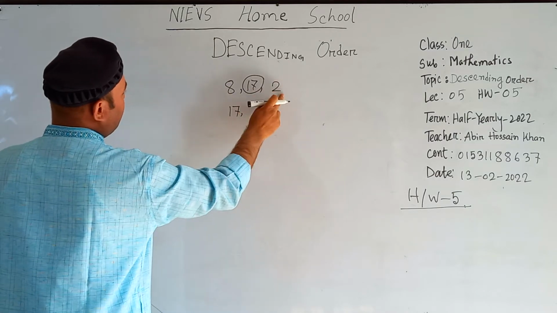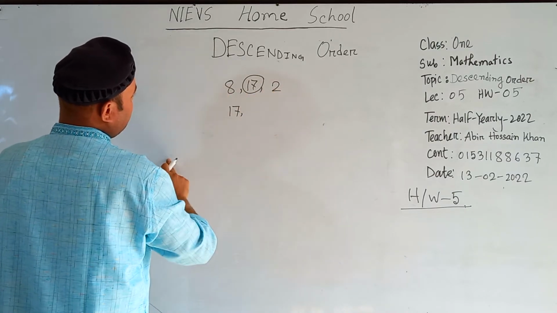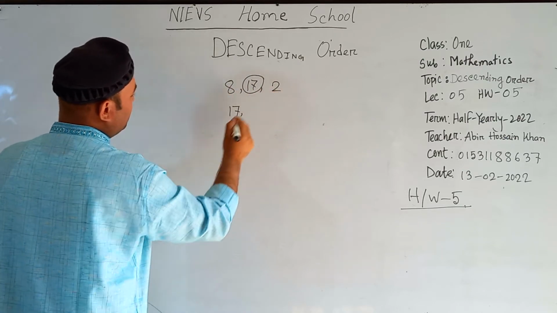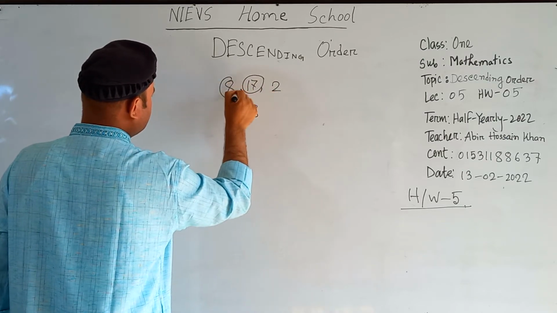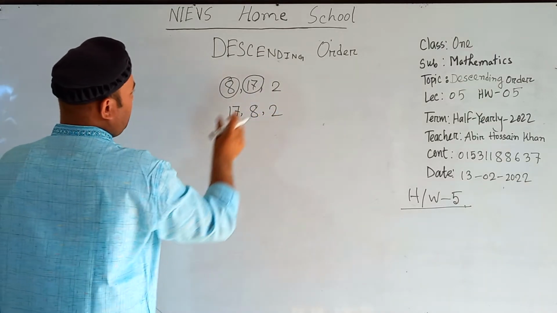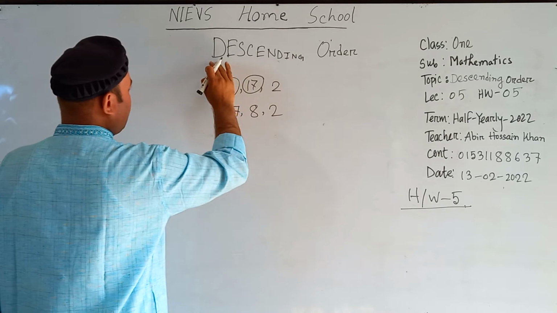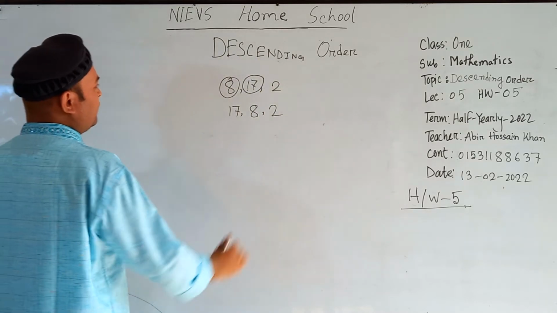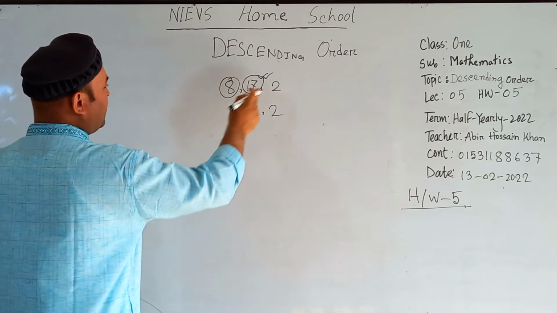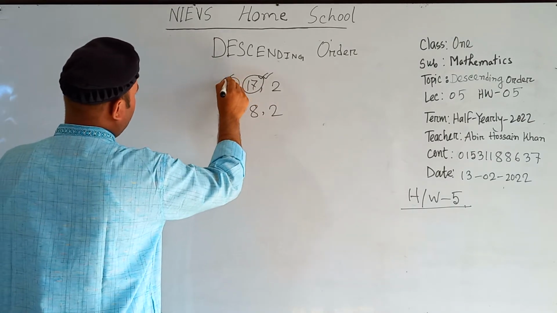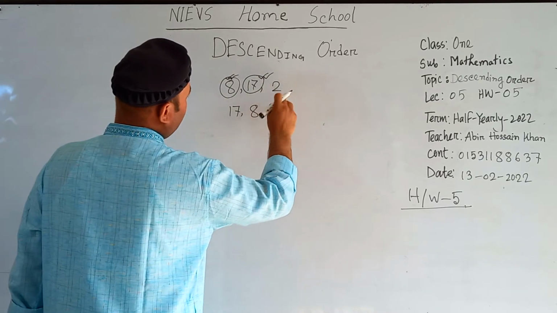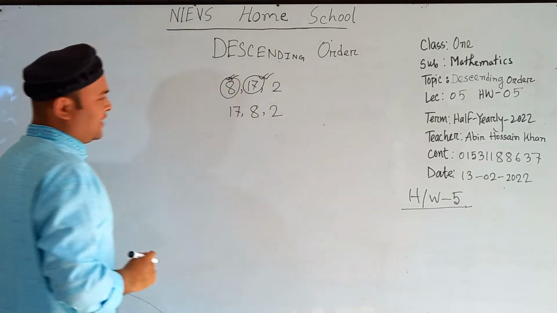Then you have to find which one is the largest between the rest of the numbers, that means 8 and 2. Here 8 is the largest and 2 is the smallest number. So to arrange some numbers in descending order, first of all you have to find out the largest number. Then you have to find again the largest number among the rest of the numbers, and finally, continue this process. You will write the smallest number.